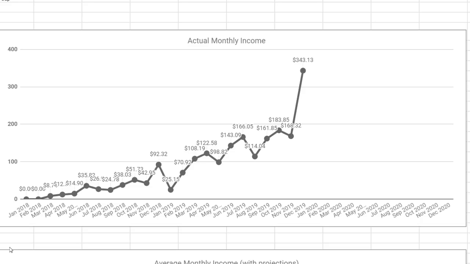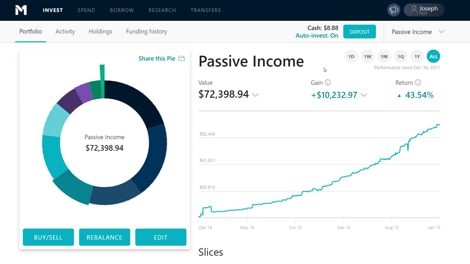My spreadsheet of how I track dividends, so I'll be able to share this with you guys, and we'll be going over that as well. So let's go ahead and start with my portfolio.